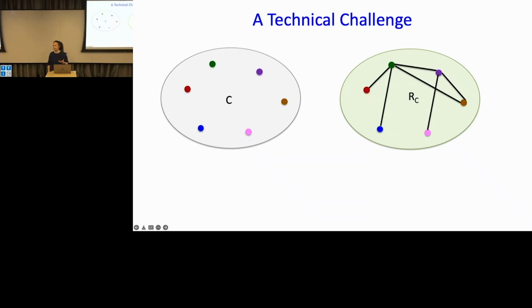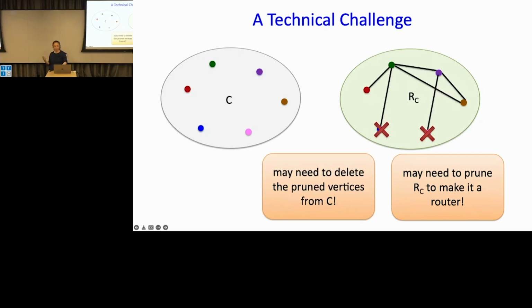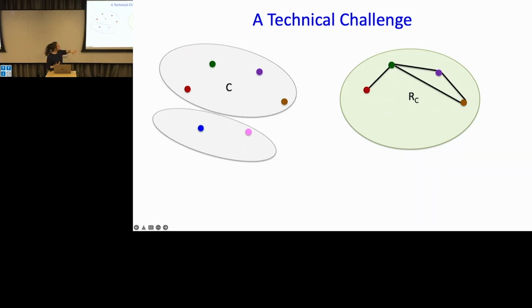Now I deleted some edges from this router, maybe it now stopped being a router, and I want it to be a proper certificate, it needs to be a router, so I have to prune it. So maybe I prune it and delete these vertices and turn it back into a router. But now the vertices that I pruned out, they're still in C, and the certificate doesn't capture them anymore. So I have to take them out of C, because I need to have a proper certificate for C being a router. So I take them out of C, and maybe I put them in a different cluster.